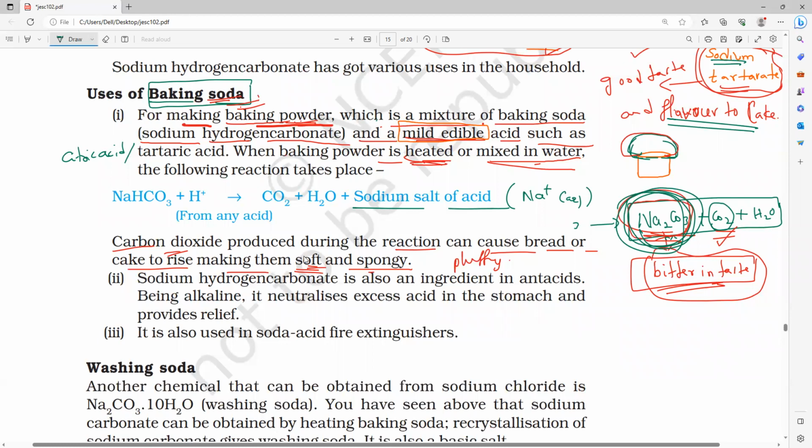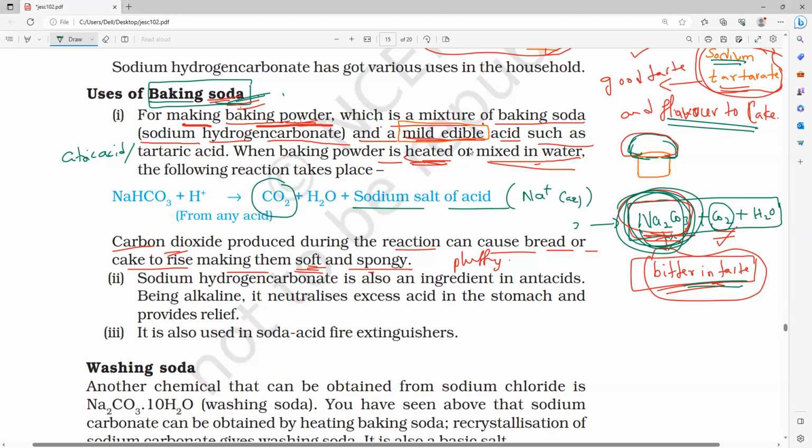Finish writing it, everybody. If you're having any problem, you can ask. Who makes the cake soft and spongy? Carbon dioxide. Who makes the cake bitter in taste? Baking soda, sodium carbonate. You should remember. They will ask you who is causing it. Soda ash: when baking soda undergoes heating, it produces soda ash, sodium carbonate, which causes the bitter taste.